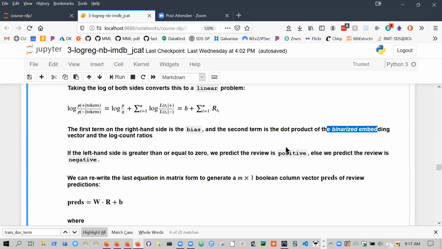So the binarized embedding vector says, if that entry is greater than 0, just make it 1. In other words, just an indicator to say that the word the is used in the review. I don't care how many times it was used. Just if it was used, I get a 1 there. And if it wasn't used, I get a 0 there. So in a sense, the binarized embedding vector just converts all of the counts into 1 or 0.